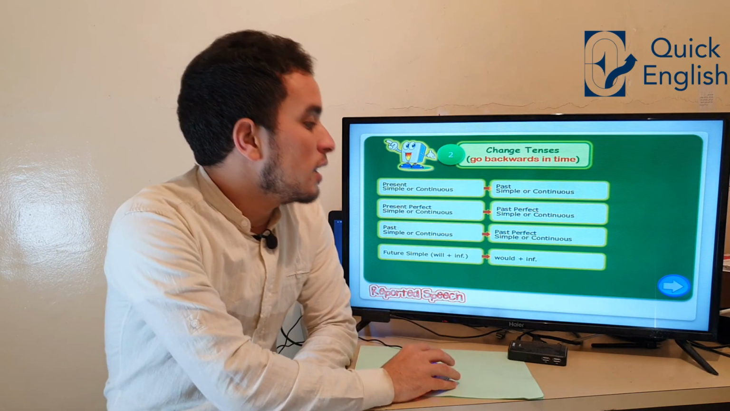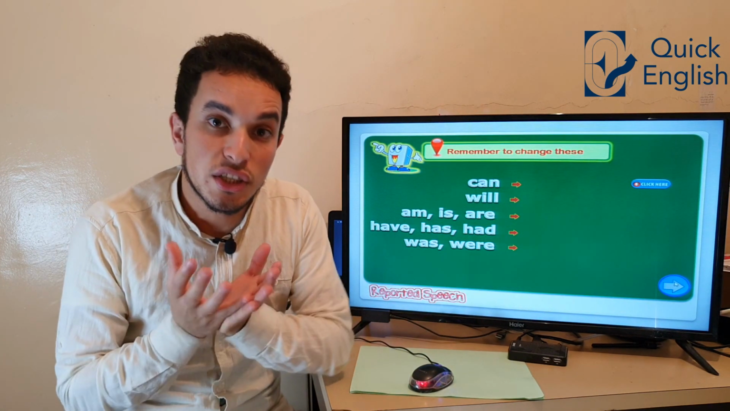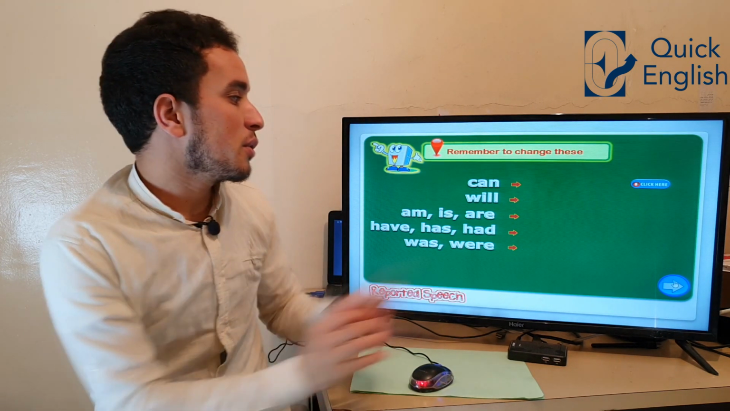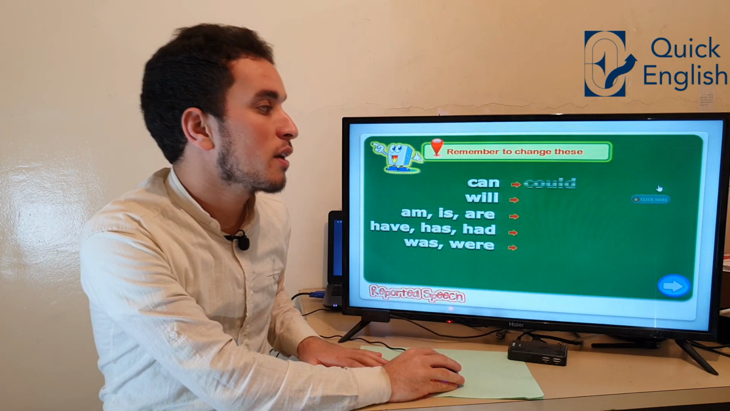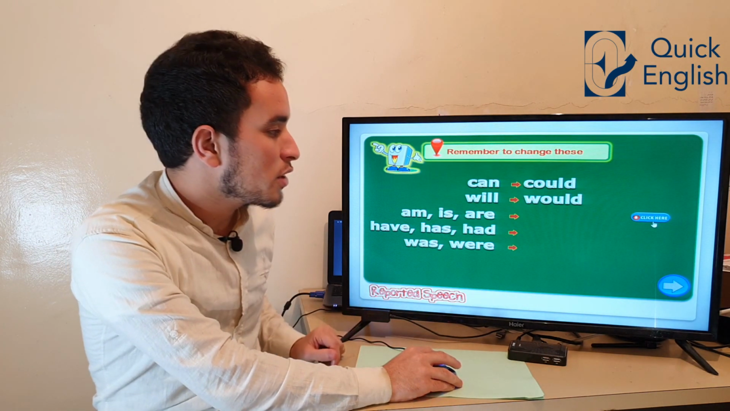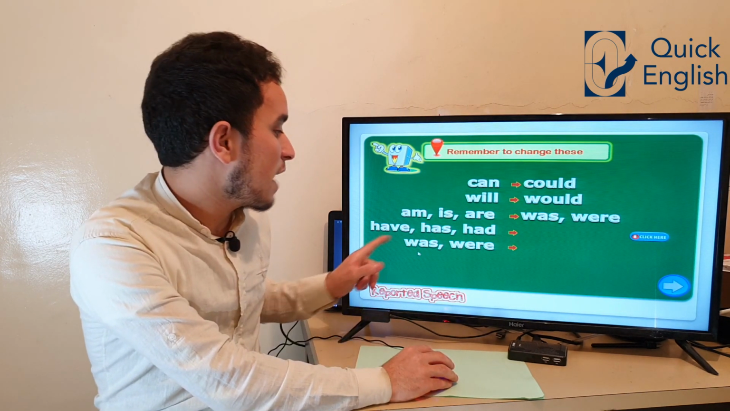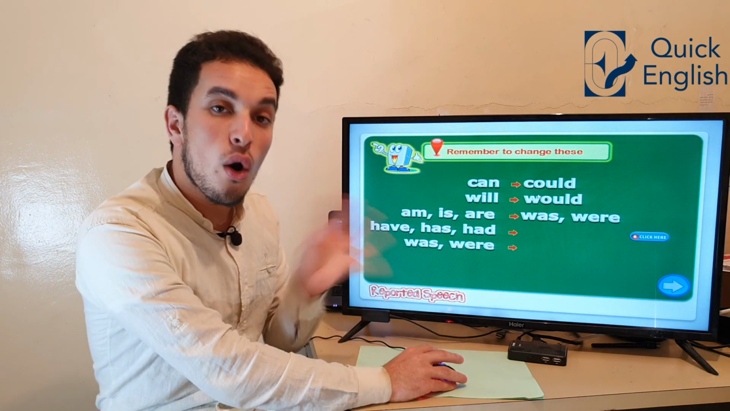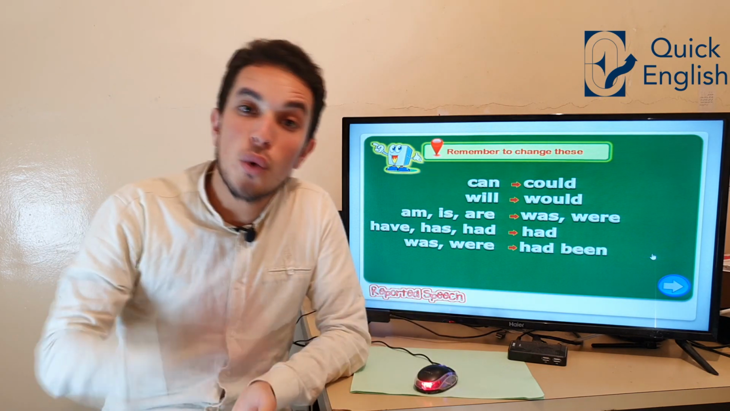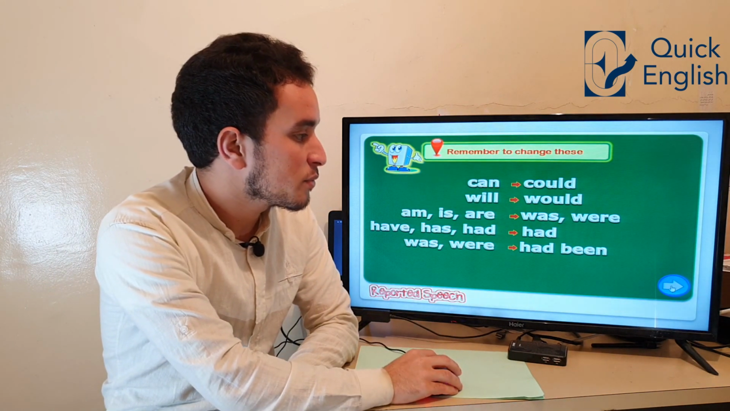That's very easy. Let's move now to the third point that we have, which is the changes that we need to make when we transform speech from direct to indirect. So can changes into could, and will changes into would, of course. Is and are change into was and were. And then we have has, have, or had. All of them change into had. Okay, so you can see here. And was and were change into had been. Okay, that's very simple. All right, let's move now.